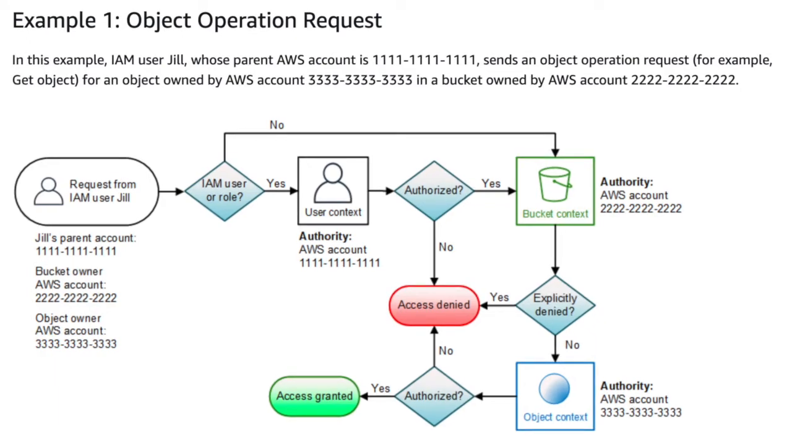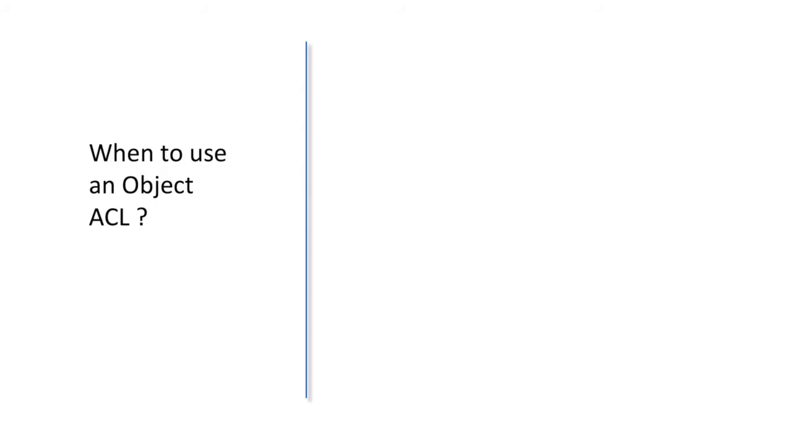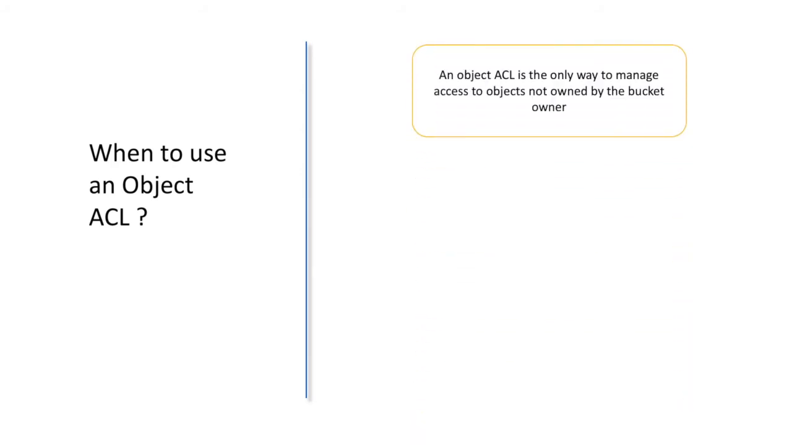Now I believe we have an understanding of how AWS is authorizing different operations. But there is an important question. We have different mechanisms. We have object ACL, bucket ACL, and bucket policy. But when to use which is an important thing. So when to use an object ACL: you have to use an object ACL if it is the only way to manage the objects not owned by the bucket owner.